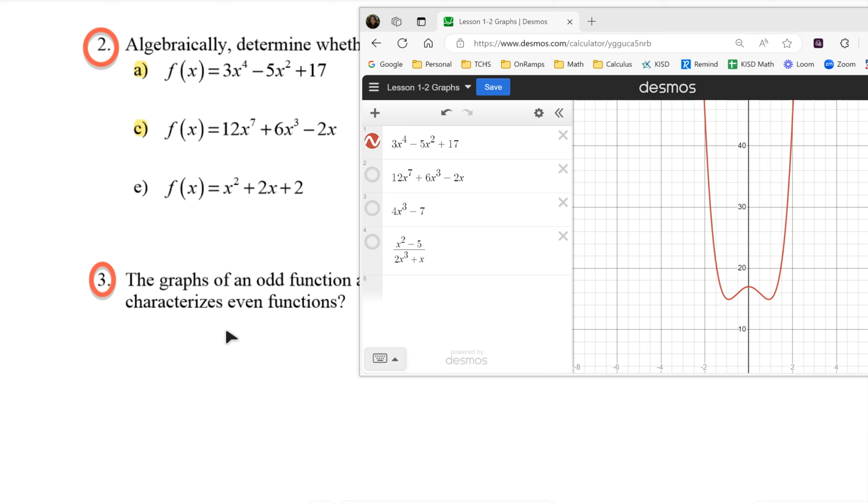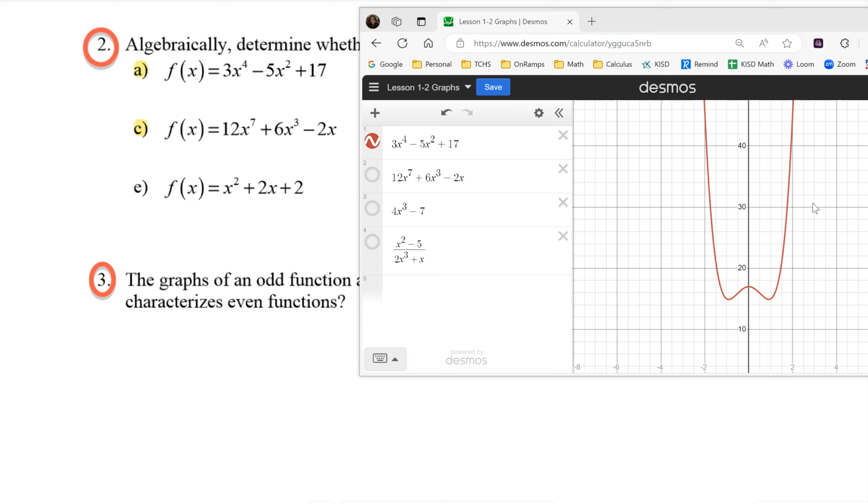Okay, so hopefully you have all your work ready to go. So let's look at part A. f of x equals 3x to the fourth power, my bad, minus 5x squared plus 17. So I'm going to use Desmos to kind of help us along to see what's going on.